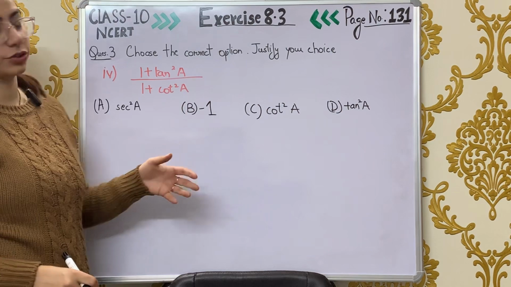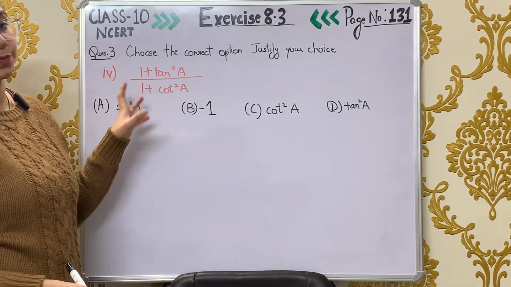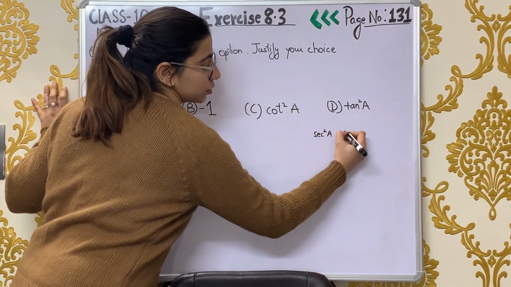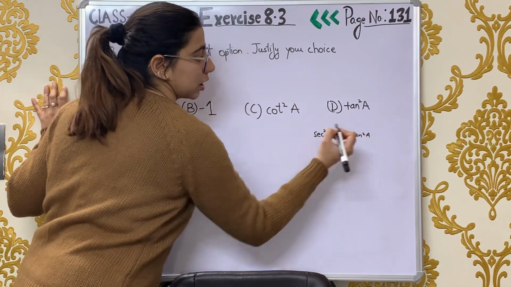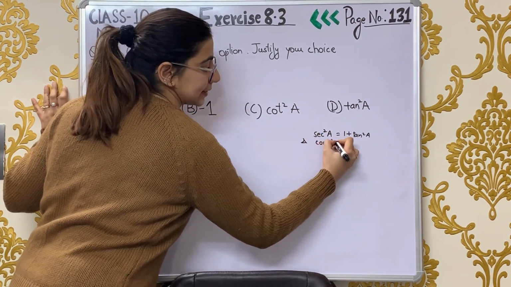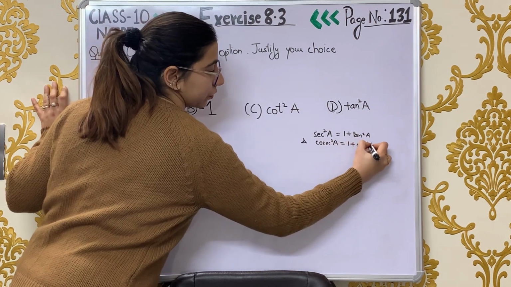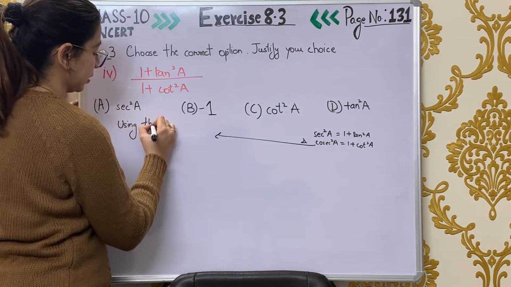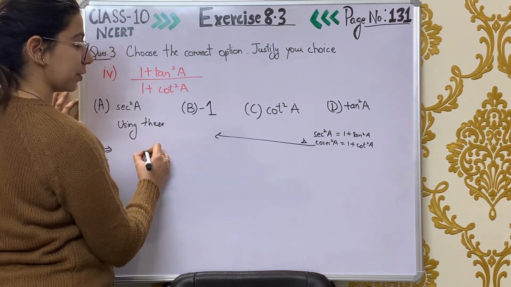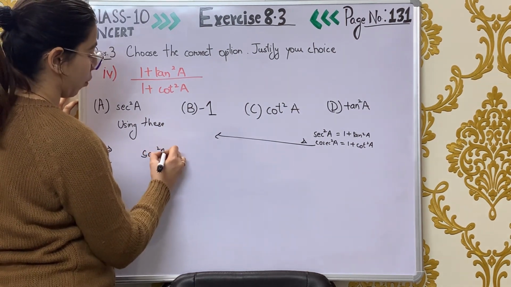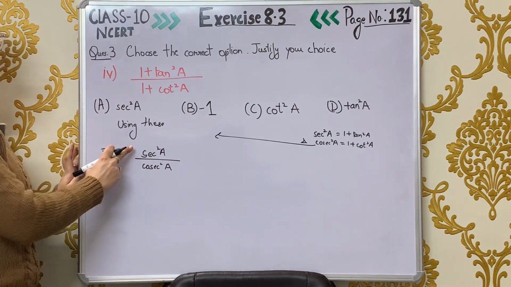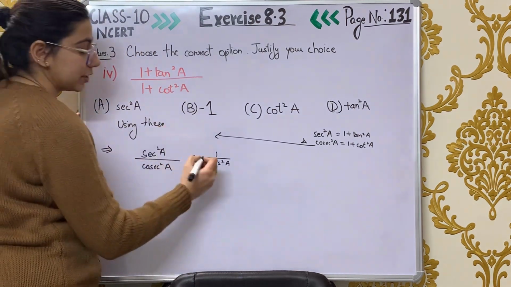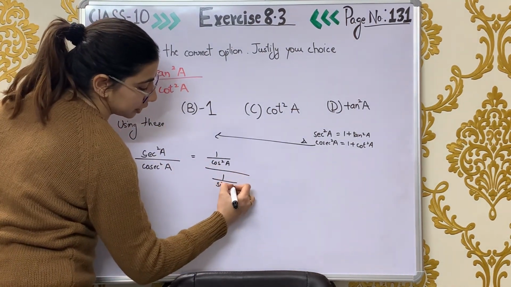Now coming to fourth question, we see that there is a direct relationship between the basic identities. How? We know that secant square A is equal to 1 plus tan square A and cosecant square A is equal to 1 plus cot square A. So using these, our equation becomes secant square A upon cosecant square A. Putting these into sine and cos, secant is nothing but the reciprocal of cos. We write it as cos square A because we have secant square A. Similarly, we write it as sine square A because we have cosecant square A.